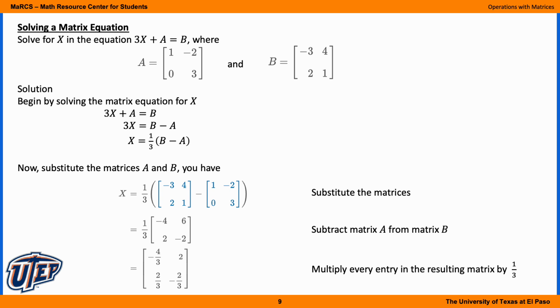So now we can do the scalar multiplication, when we multiply 1/3 by every entry in the resulting matrix that we just got. So 1/3 times negative 4 is negative 4 over 3. 1/3 times 6 is 2. 1/3 times 2 is 2 over 3. And 1/3 times negative 2 is negative 2 over 3.